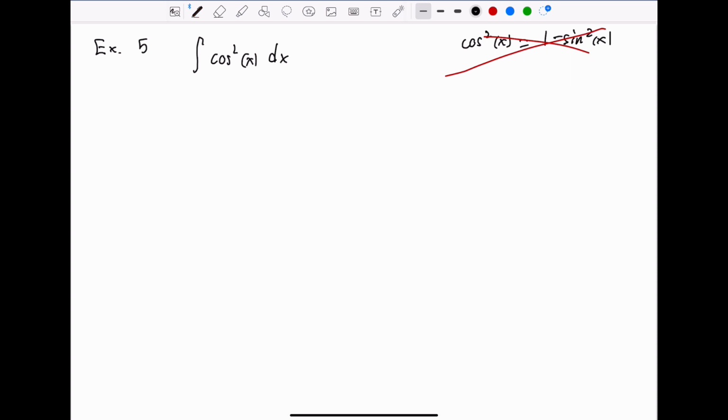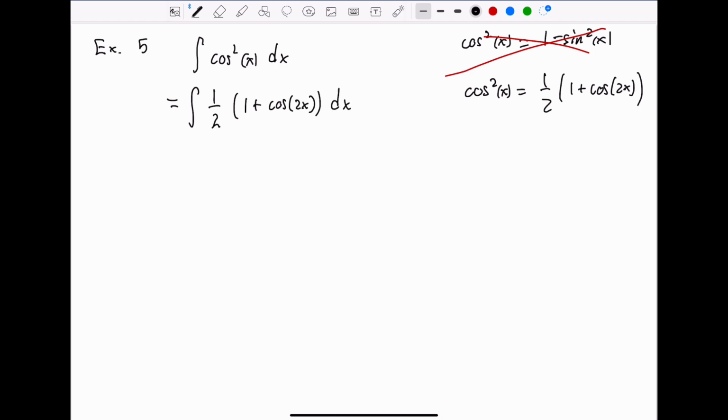From the front of the handout, this is the half angle identity for cosine squared. It is 1/2 times 1 plus cosine of 2x. So we make that substitution into the integral. Cosine squared is 1/2 times 1 plus cosine of 2x. 1/2 is a constant, so we take it out front. And then we have the integral of 1 plus cosine of 2x dx.